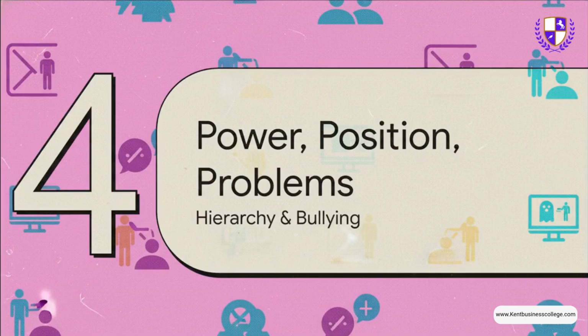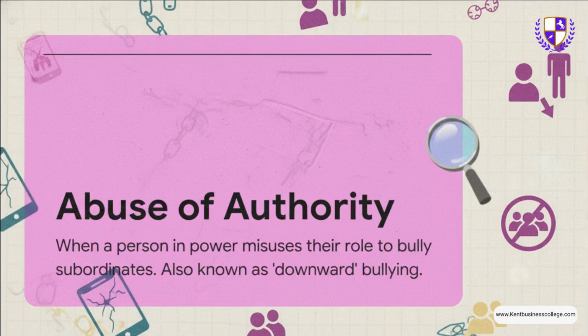This leads us into our fourth section, power, position, and problems. Because we have to talk about how the actual structure of a workplace can sometimes protect and even encourage this kind of behavior. The most common version of this is abuse of authority. This is when someone with formal power, like a manager or a team lead, uses their position to bully the people who report to them. It's often called downward bullying for pretty obvious reasons.